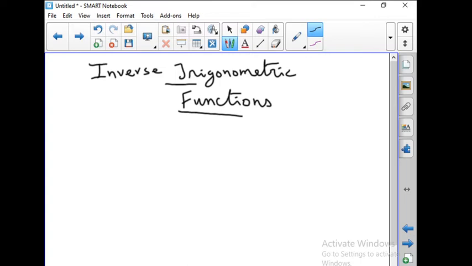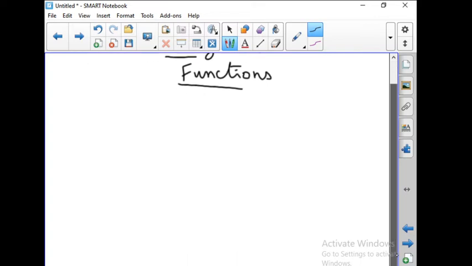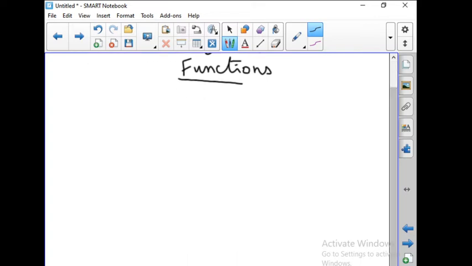When we complete this chapter, you will be able to define inverse trigonometric functions, then evaluate the principal values of inverse trigonometric functions, and also draw the graphs of trigonometric functions and their inverses, and apply the properties of inverse trigonometric functions and evaluate some expressions.